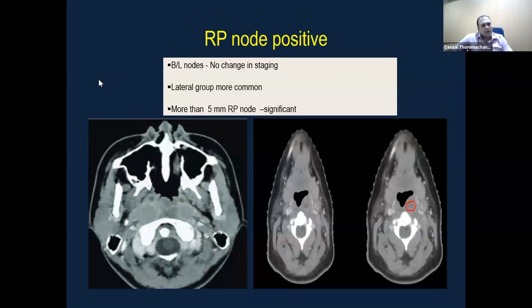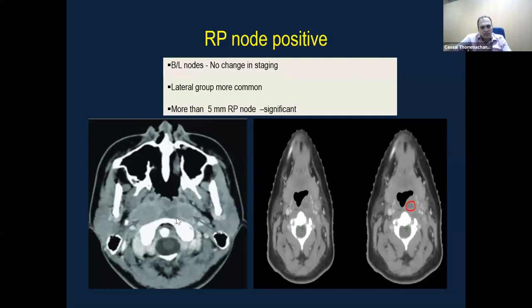Now we need to understand that for cervical lymph nodes, the short axis diameter beyond which you consider a node clinically significant is 1 centimeter, whereas in retropharyngeal nodes it is 5 mm or 0.5 centimeter. And you can see bilateral nodes in this particular patient, medial to the internal carotid artery. Bilateral nodes do not change the nodal stage, it is still N1 unless size is more than 6 mm.